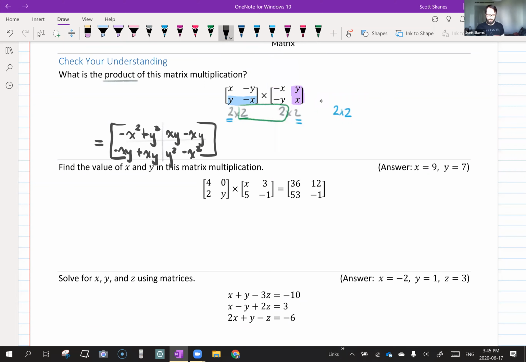Okay, so what I've done is the same thing I did yesterday. If you have a row and a column, you multiply them element by element. Hopefully it makes sense what I did. Now we need to simplify this.